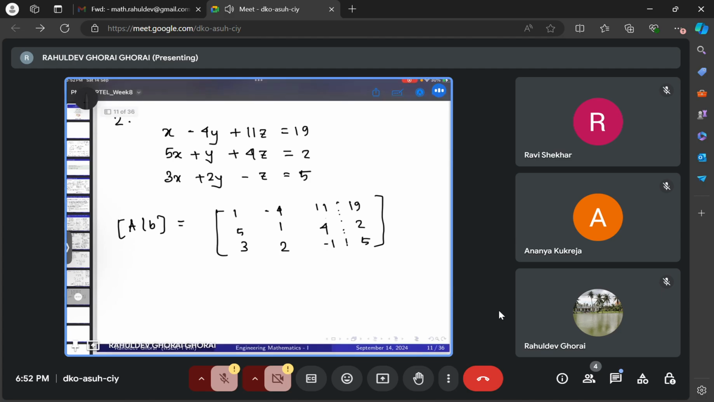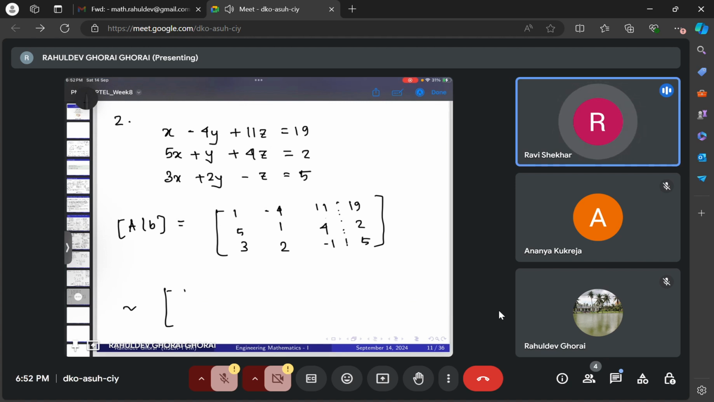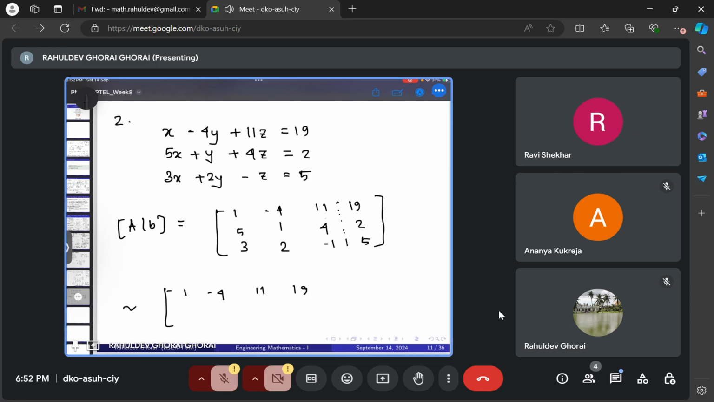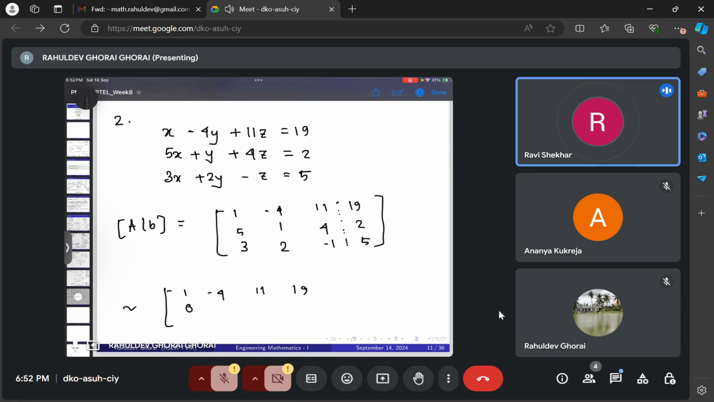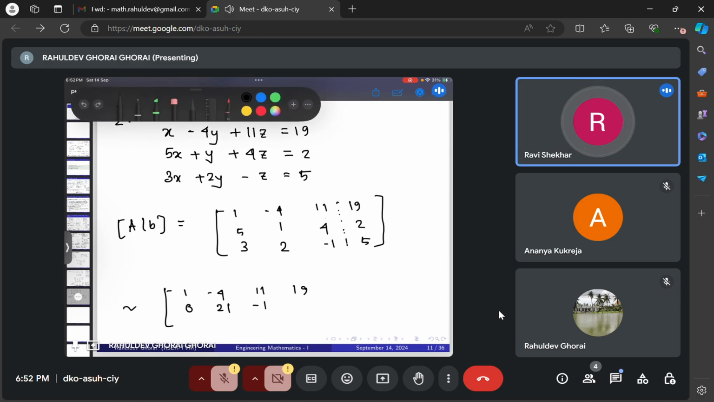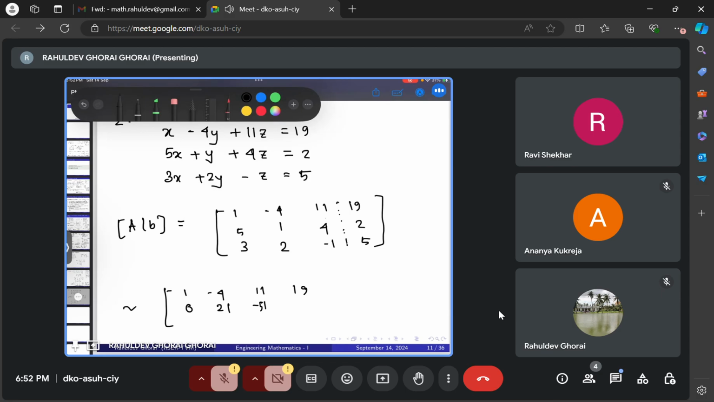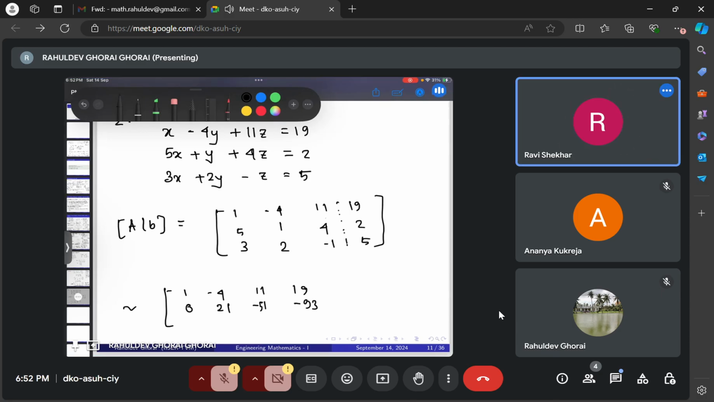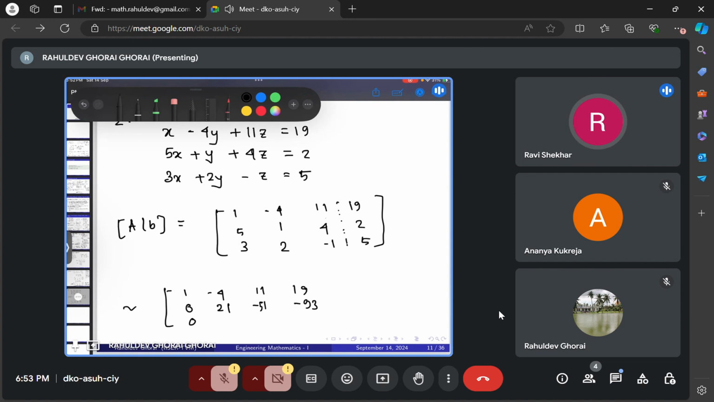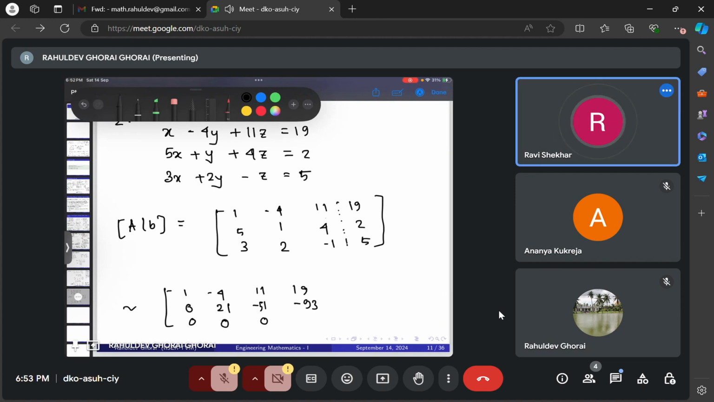What did you get at the end, Ravi? The final matrix. Row-wise: 1, minus 4, 11, and 19. Second row: 0, 21, minus 51, minus 93. Third row: 0, 0, 0, and the last one is minus 10. Okay.